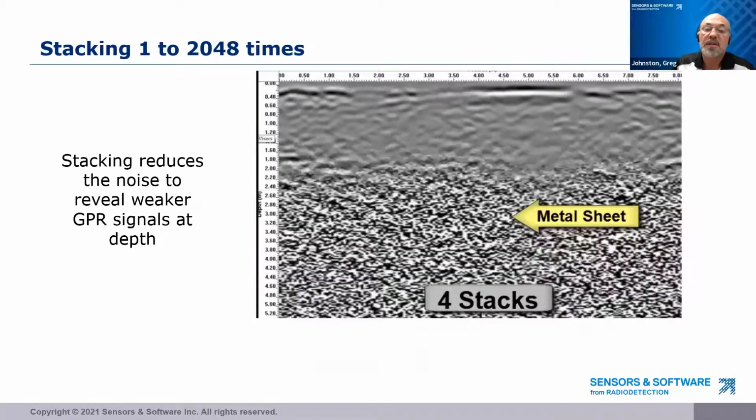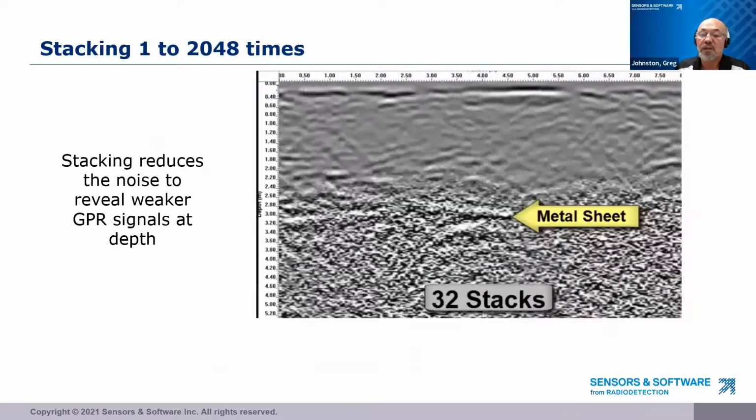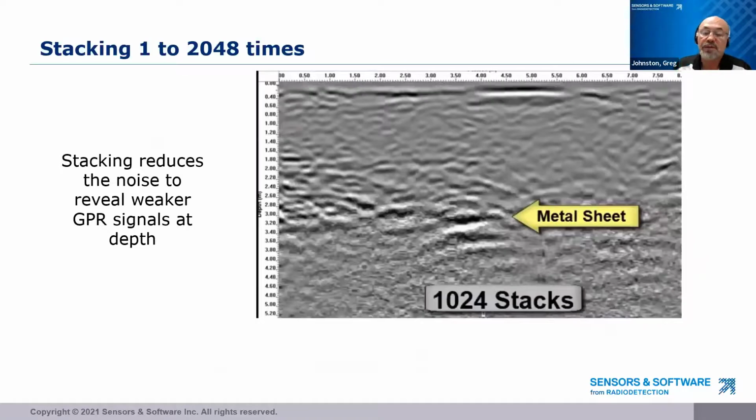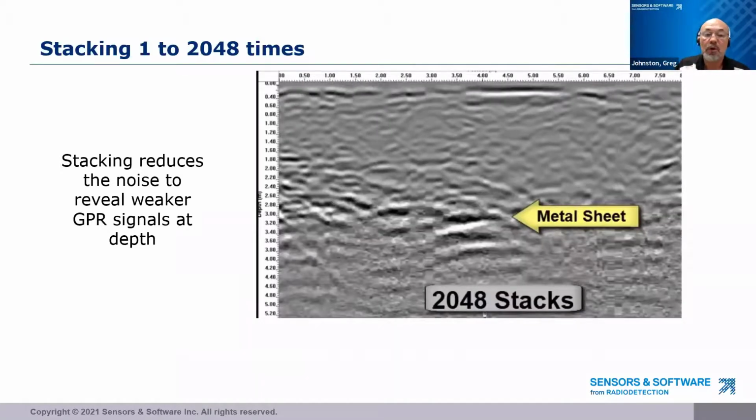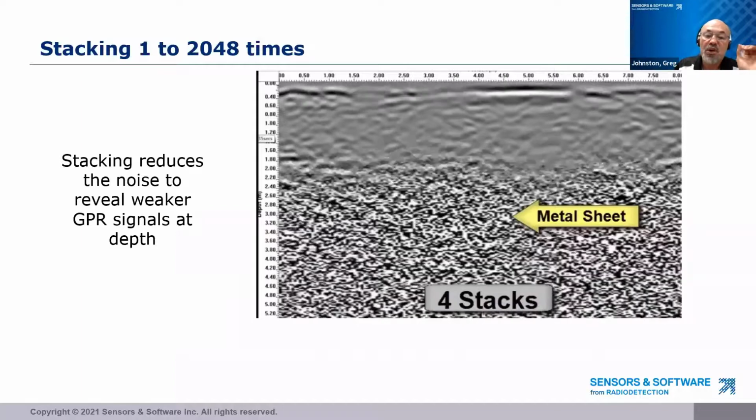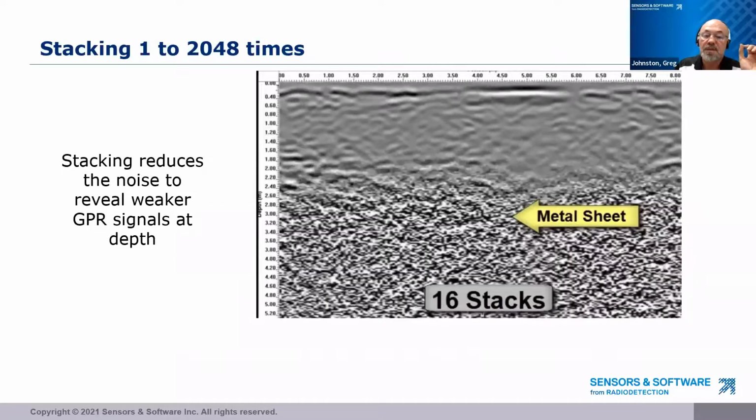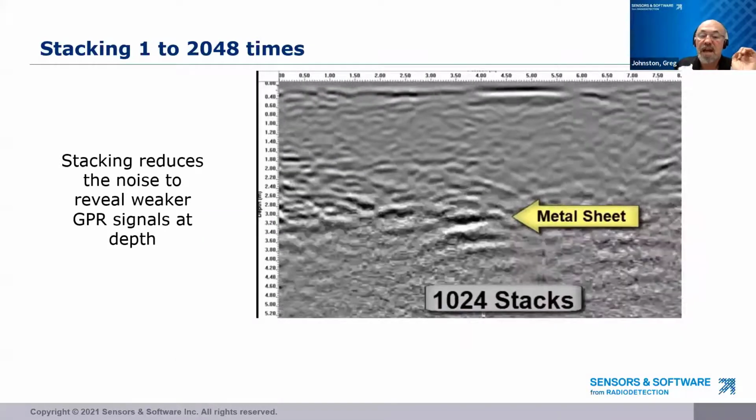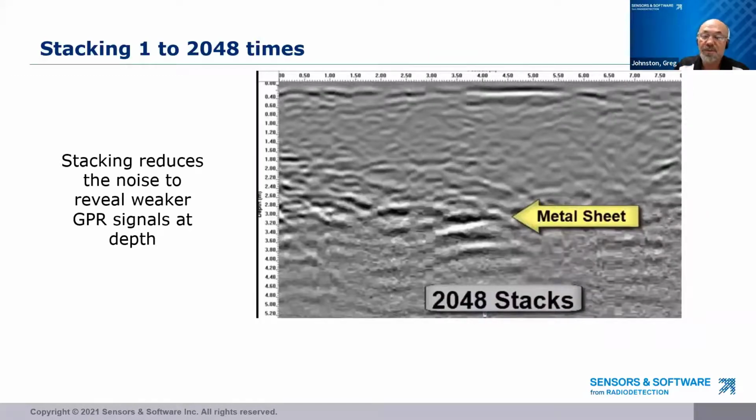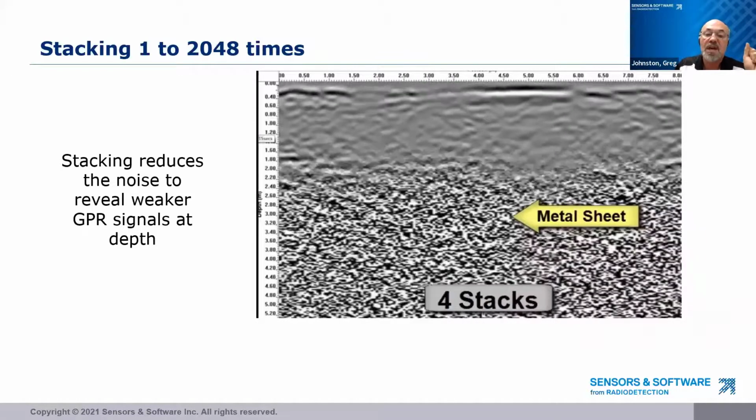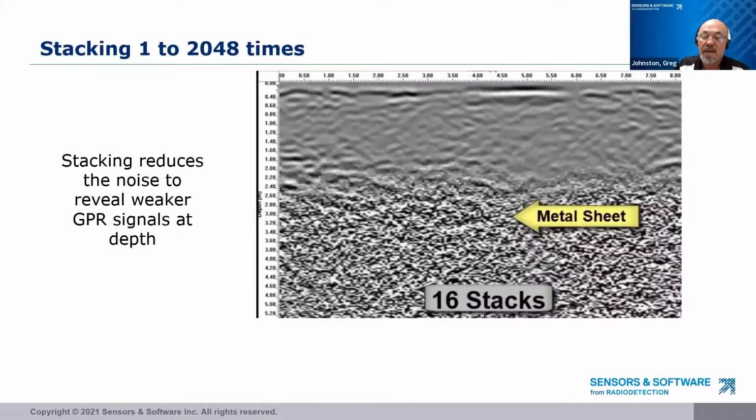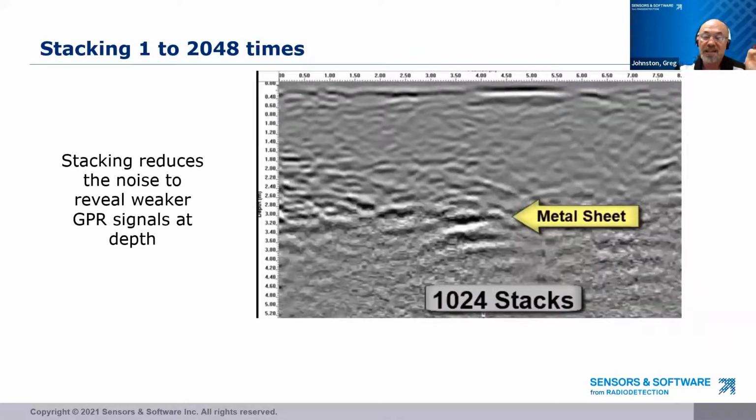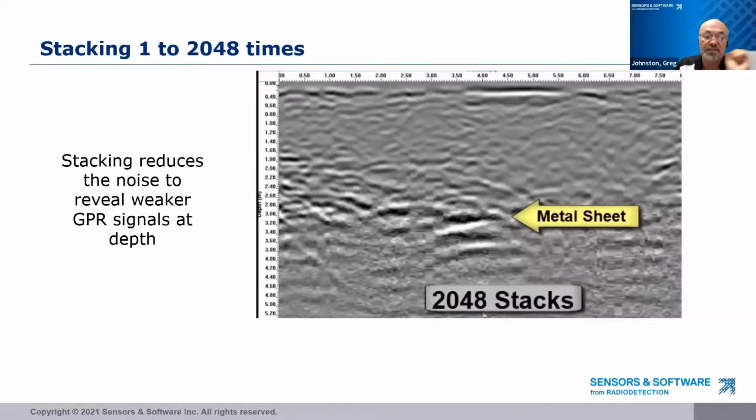Here's an animation of GPR data collected over a metal sheet buried 3 meters in the ground. At low number of stacks, that's stacks of 1, 2, 4, 8, there's nothing but noise visible at 3 meters. So the metal sheet is not visible. But notice that as the number of stacks gets to 512, 1,024, 2,048 times, the noise has been suppressed enough to see the reflection from the metal sheet. This is how stacking can increase the depth of GPR penetration.